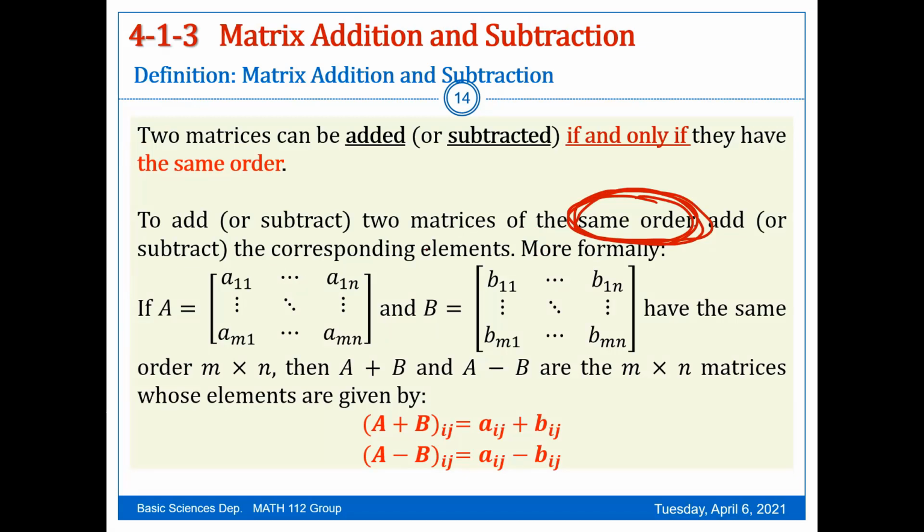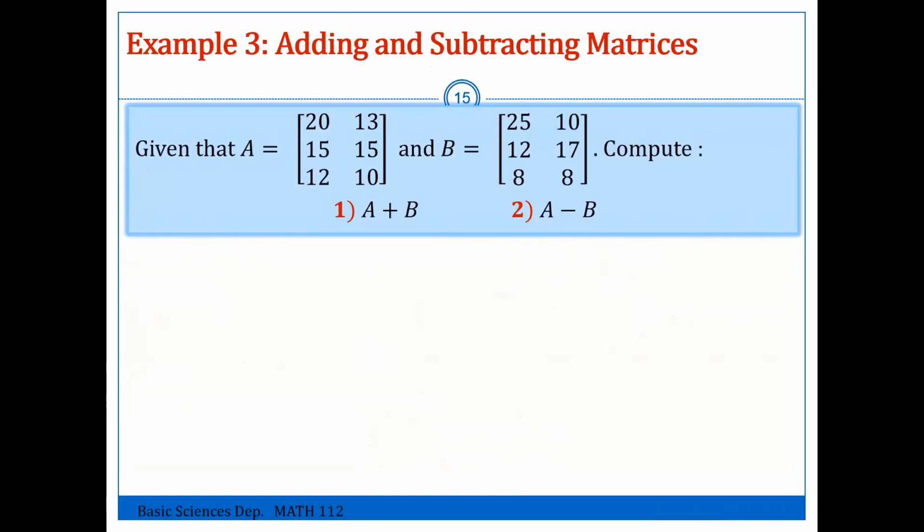In this case, we add the corresponding elements. We add A and B at position ij. We subtract the corresponding element ij in A and in B. So it's easy. Let's see A plus B. A is a matrix of order 3 by 2. B also, so same order. So A plus B exists. We can perform this operation.